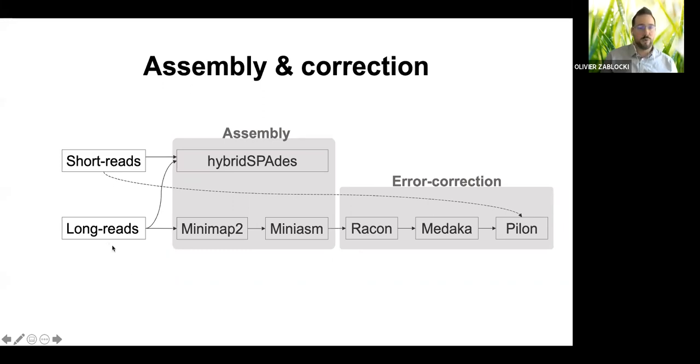So for assembly, you have SPAdes for short reads, but in hybrid mode that will essentially use long reads to scaffold short reads. We'll get into that later. But for now, we will look at minimap2 and miniasm, which represent the assembly step of the long read assembly. And then we will get back into the steps that remove as many errors as it can from these long read assemblies.